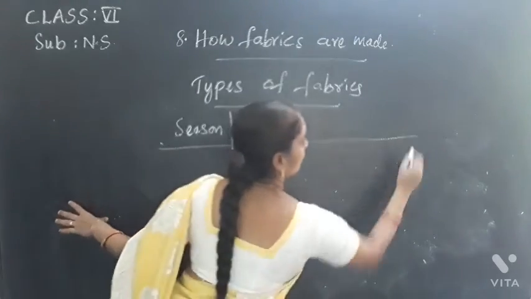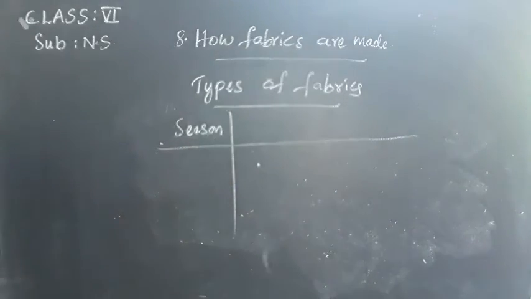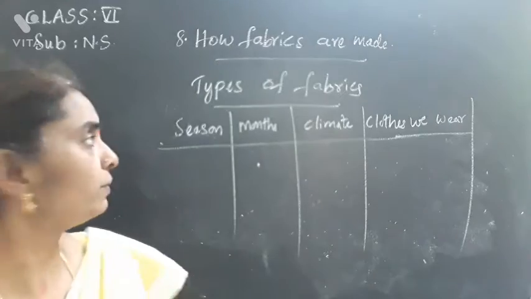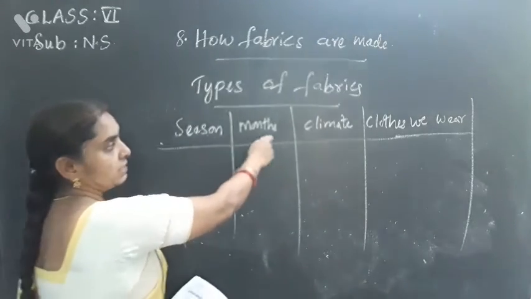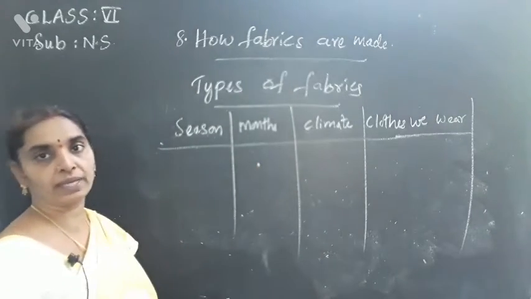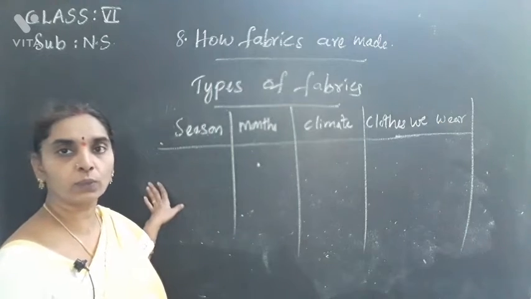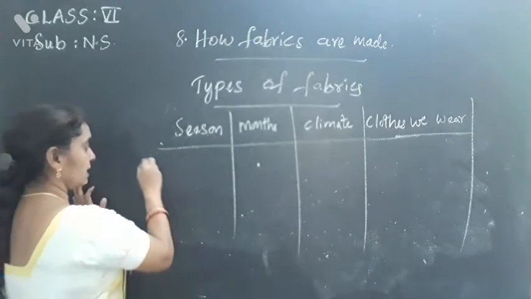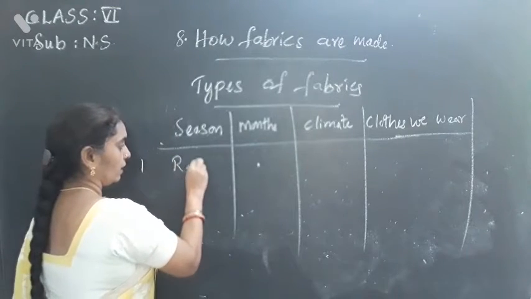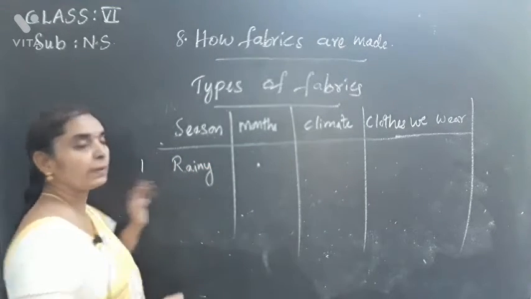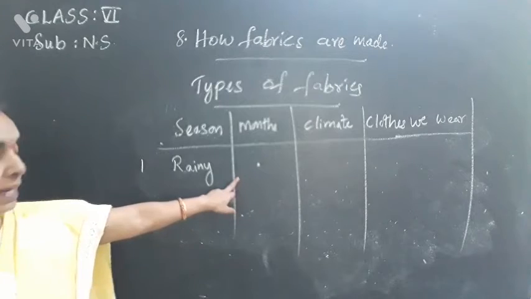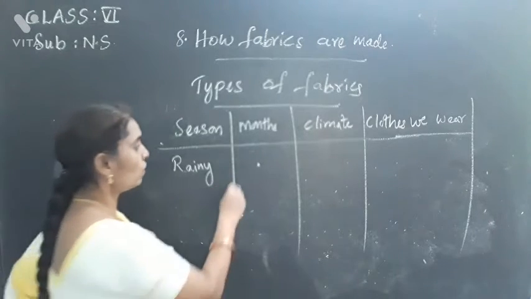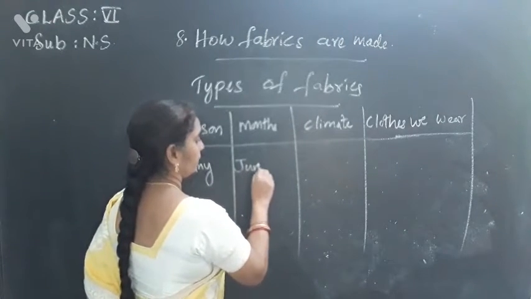Write down this table. Season, months, climate, clothes we wear. These are the columns that you can draw over here and write down. First one, rainy season. In which months do you face this rainy season? It is June to September.